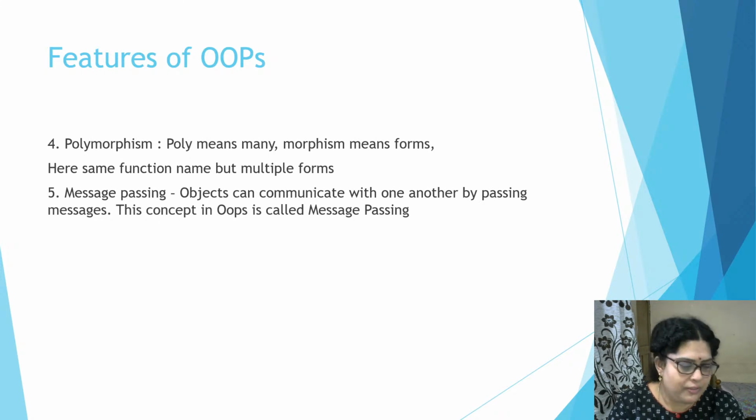And the last feature that we are discussing here is message passing. Message passing means objects can communicate with one another by passing messages. This concept in object oriented programming is called message passing.